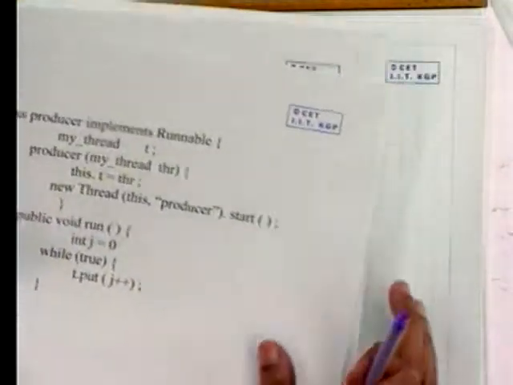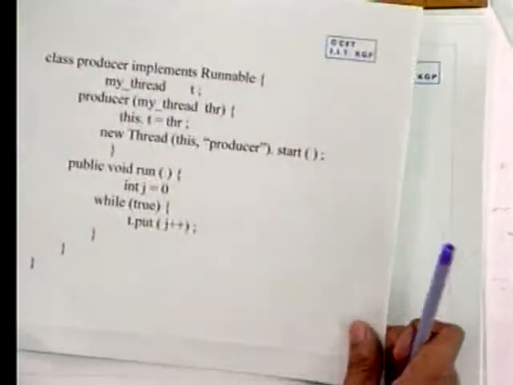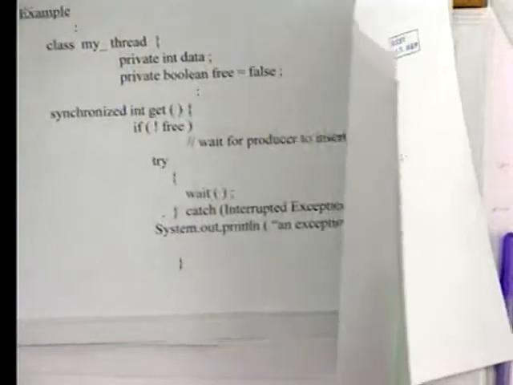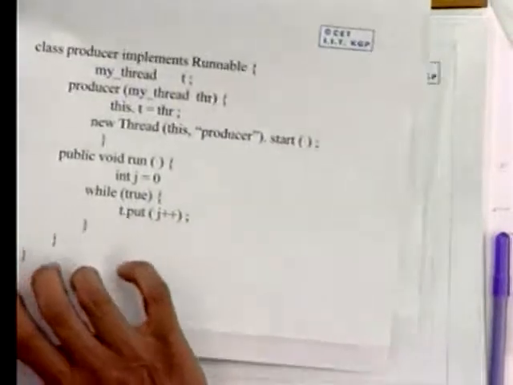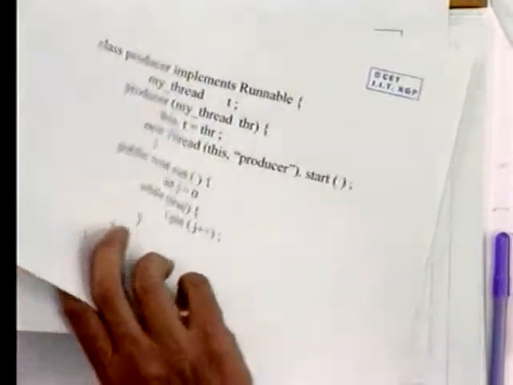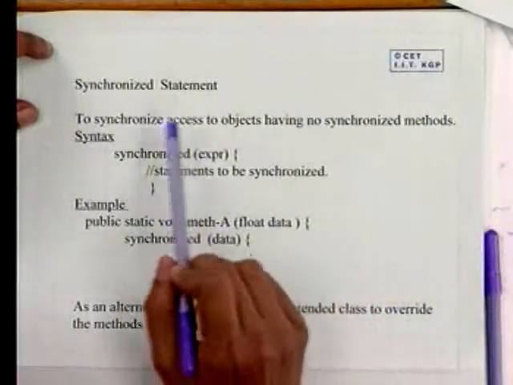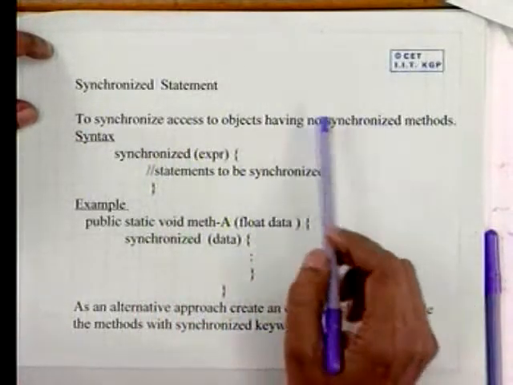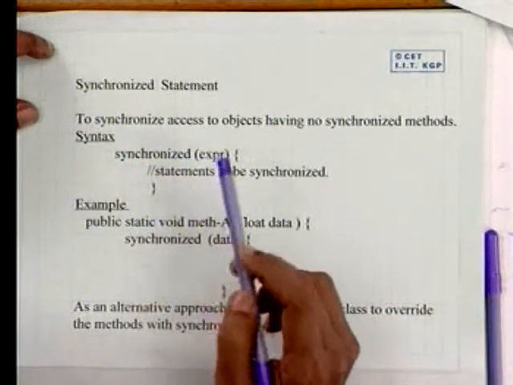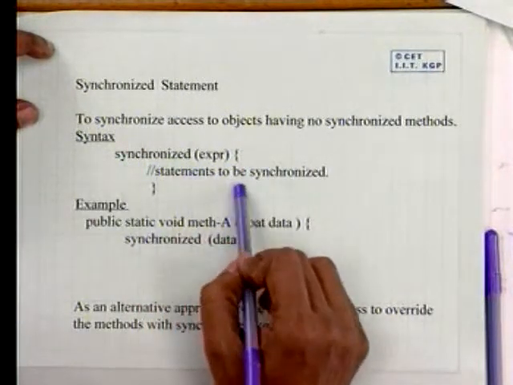Another way of doing the synchronization: in this example we have written our own synchronized get code. But suppose that we use code written by other people, and we want to still synchronize the objects. This can be done by a very simple mechanism which Java supports. To synchronize objects having no synchronized method, just use the keyword synchronized, with the expression or statements to be synchronized.